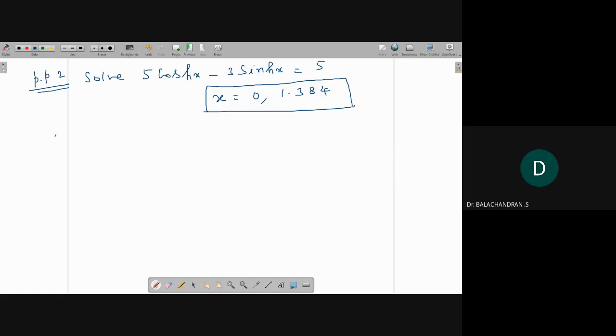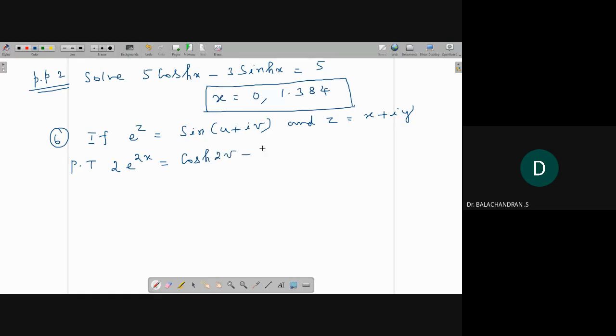Problem number 6. I think it is 6. If e power z equal to sine of u plus iv, and z equal to x plus iy, prove that 2 into e power 2x is equal to cos h2v minus cos 2u.